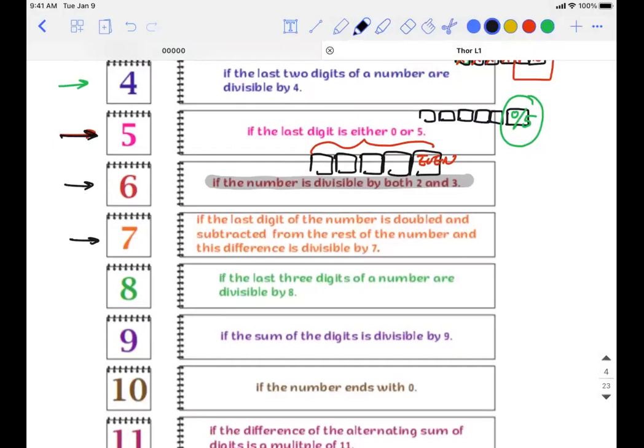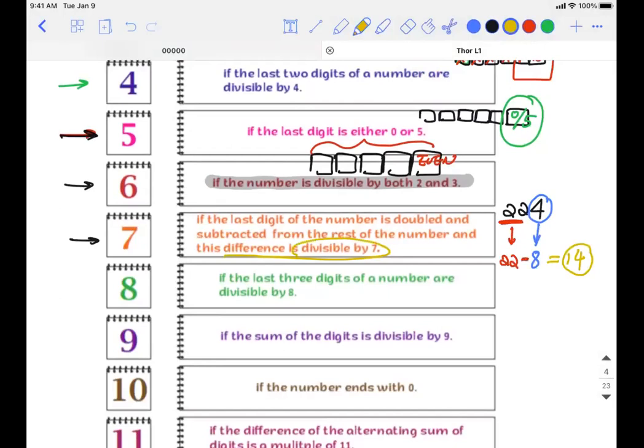What is that? I'll give an example. Let's say 224. Let's have a look at whether this number is divisible by 7 or not. What we're going to do: the last digit of the number is doubled, 4 doubled goes to 8, right? And subtracted from the rest of the number. The rest of the number is going to be 22. You have 3 digits at the very beginning, now you remove 1, so you still have 22. If you do the subtraction, you get 14. If the difference is divisible by 7, the original number is divisible by 7.